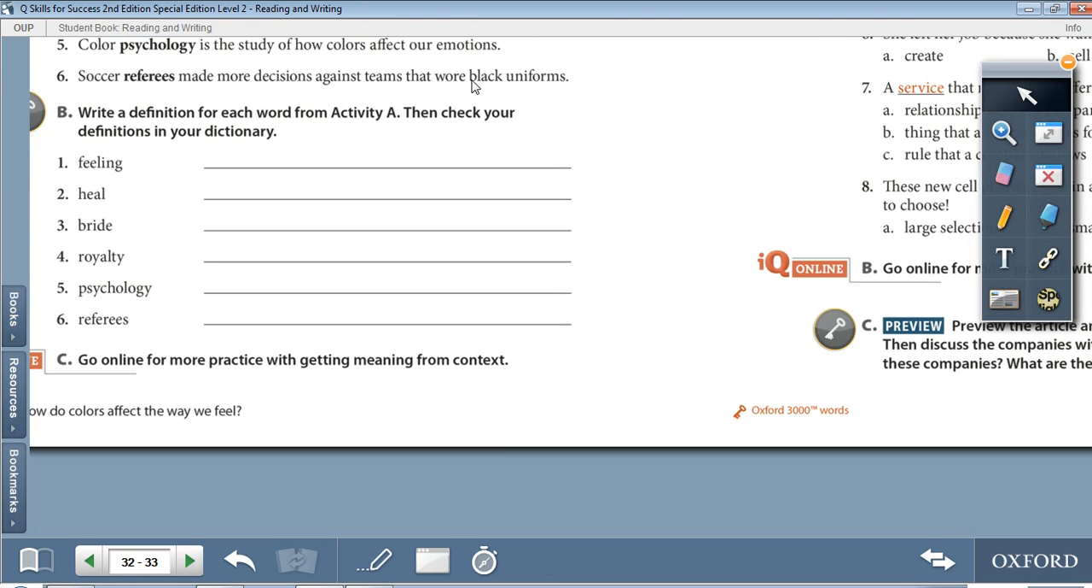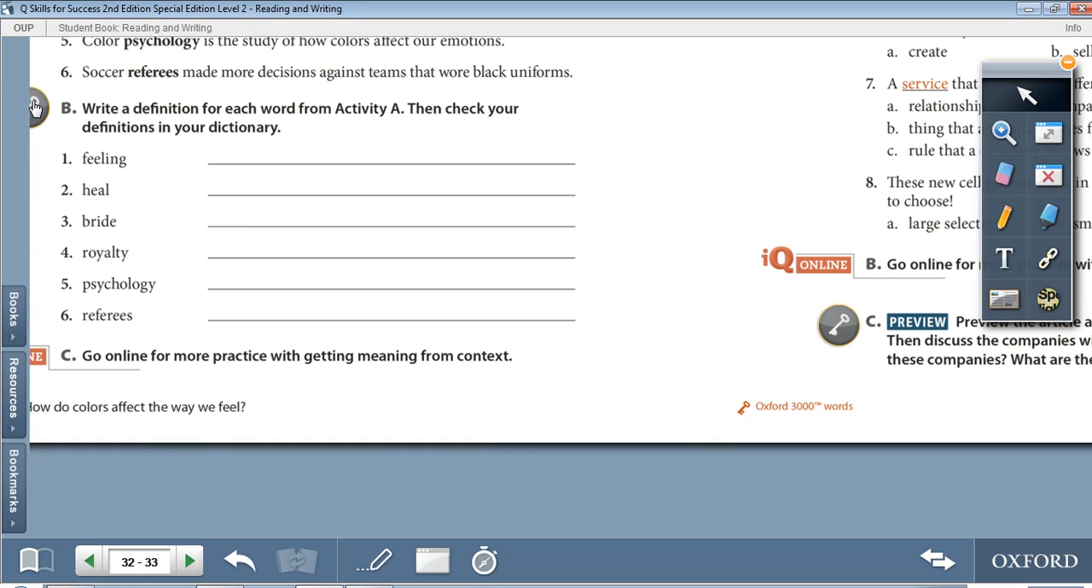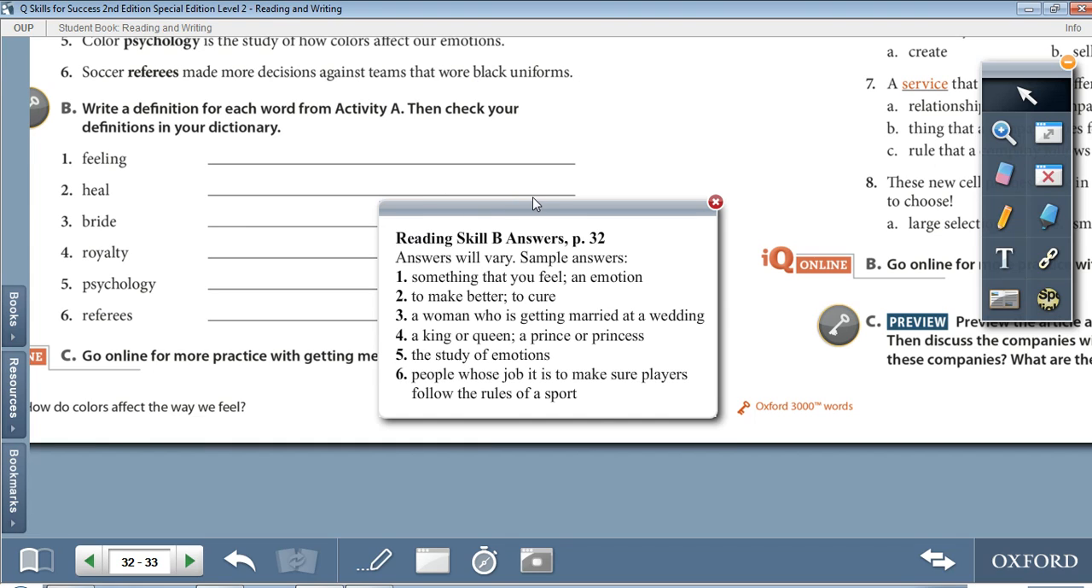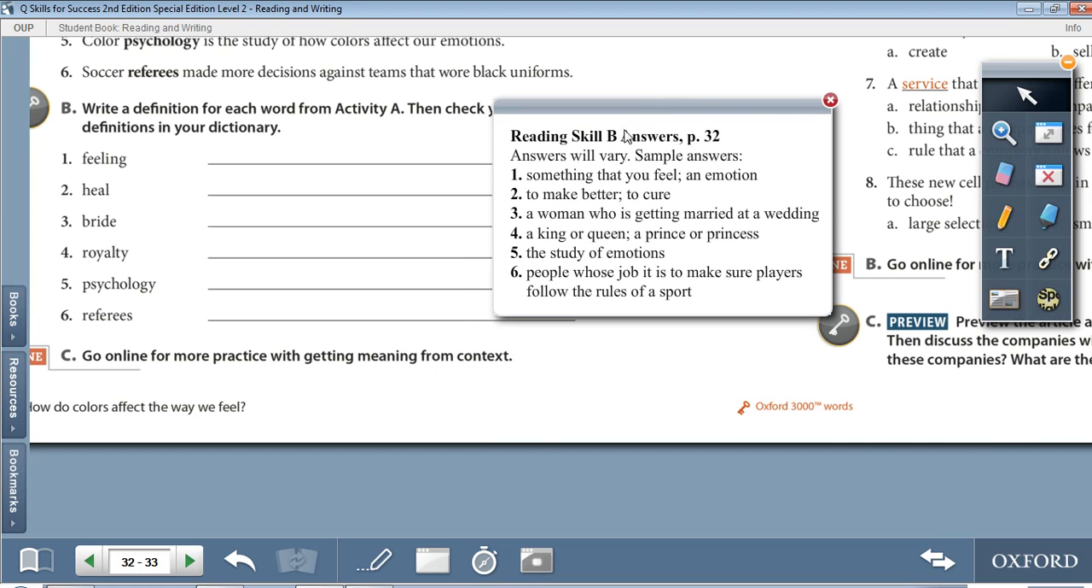Moving on to activity B. Write a definition for each word from activity A, then check your definitions in your dictionary. Now the answers will vary, and here are sample answers. Feeling means something that you feel, an emotion. Heal, to make better, to cure. Bride, a woman who is getting married at a wedding. 4. Royalty, a king or queen, a prince or princess. 5. Psychology, the study of emotions. 6. Referees are people whose job it is to make sure players follow the rules of a sport.